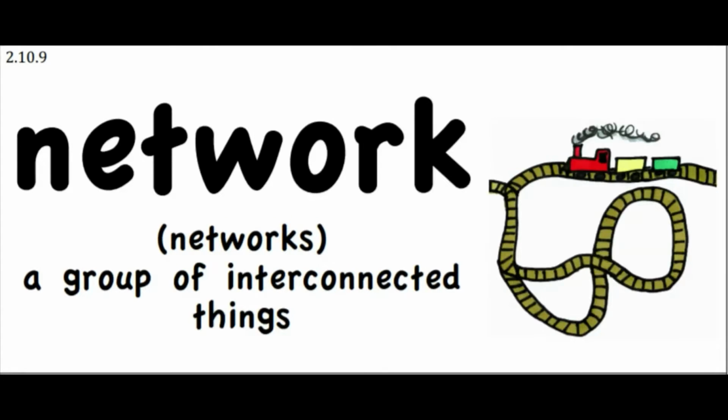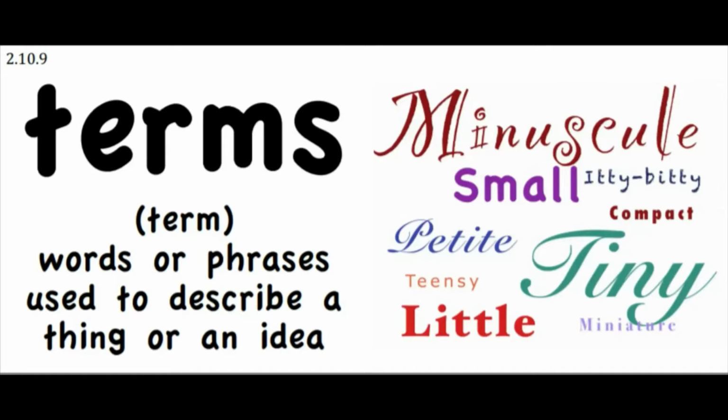Network. A network is a group of things that are connected to one another. The human body is a network of complicated systems working together. Terms. Terms are words or phrases used to describe a thing or an idea. The terms sweat and perspiration mean the same thing.